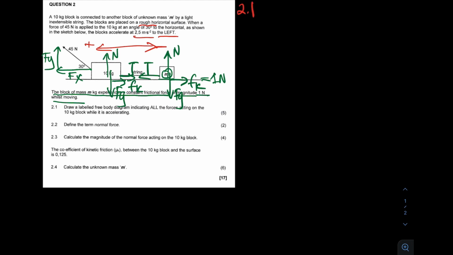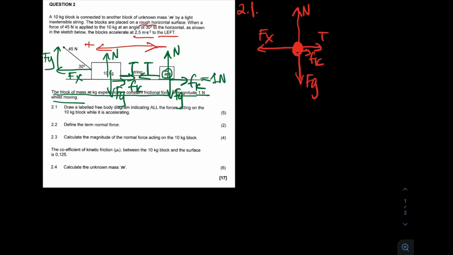2.1, it says draw a labelled free body diagram indicating all the forces acting on the 10 kg block. Guys, I have already drawn the force diagram of the 10 kg block, so I will advise you to use the components instead of the force applied, because the components assist you in terms of calculations. So we'll represent the 10 kg block by a dot, and we have a normal force and a gravitational force there. Now we have a tension in that direction and a friction. Now we have another horizontal force, which is going to be what? Fx.